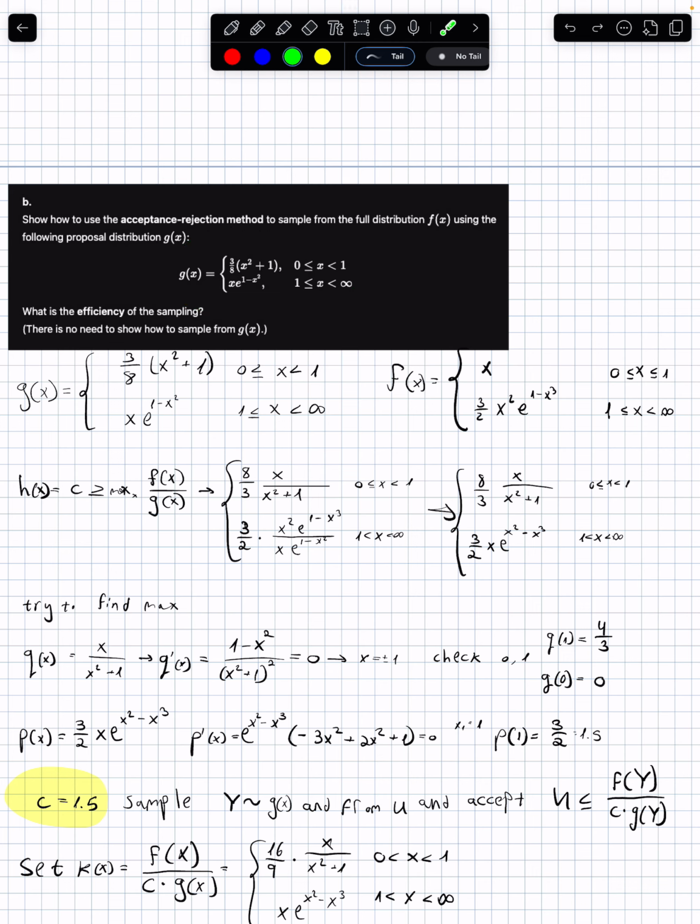Okay, so now we show how to use the acceptance-rejection method to sample the full distribution of f of x using the following proposal distribution g of x. What is the efficiency of the sampling? And we're going to show how we're going to use the acceptance-rejection method. So g of x looks like this. I just rewrote it, and this is f of x just for convenience.